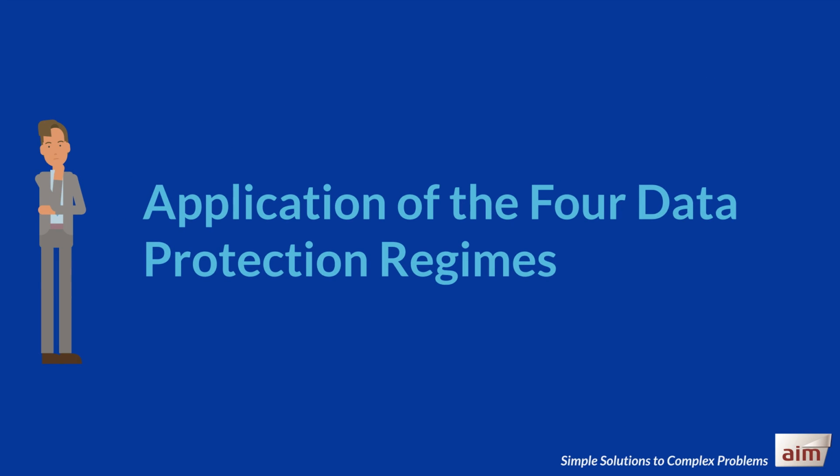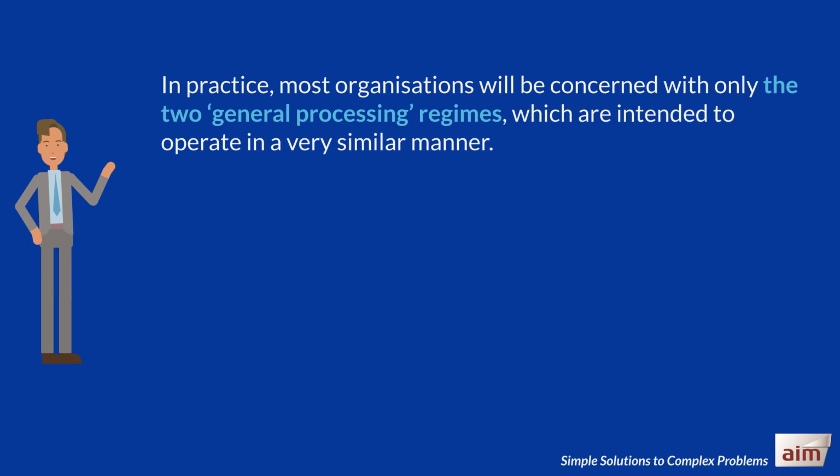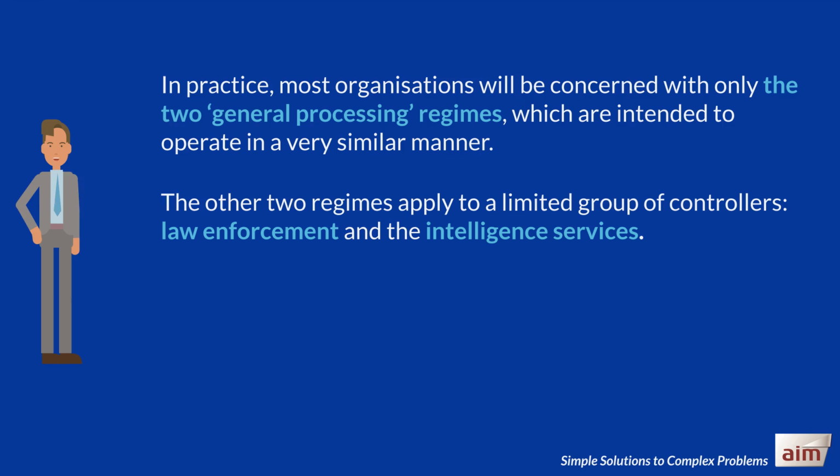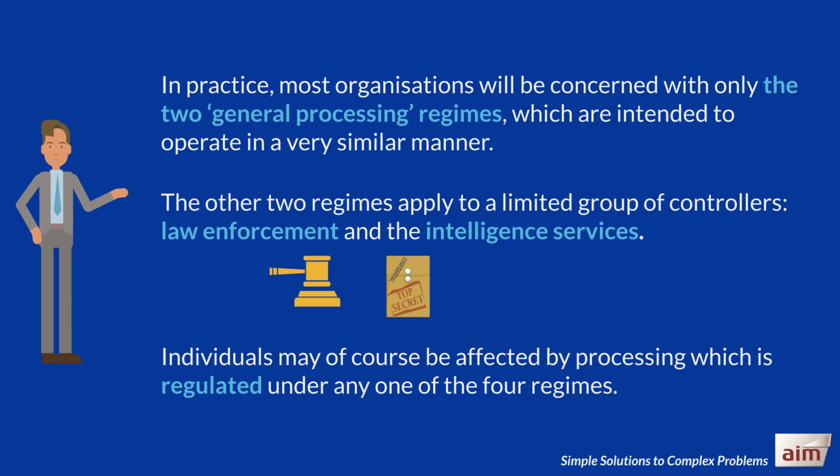Application of the four data protection regimes. In practice, most organizations will be concerned with only the two general processing regimes, which are intended to operate in a very similar manner. The other two regimes apply to a limited group of controllers, law enforcement, and the intelligence services. Individuals may of course be affected by processing which is regulated under any one of the four regimes.